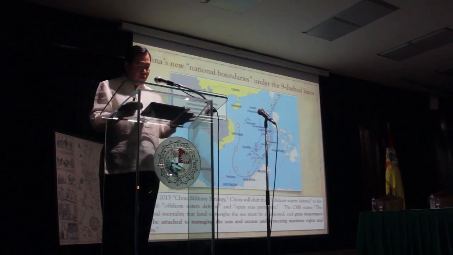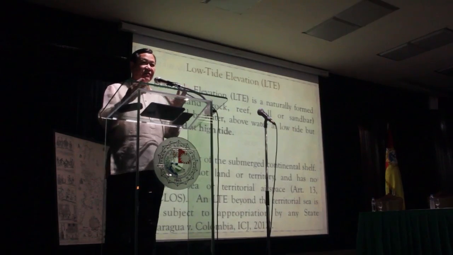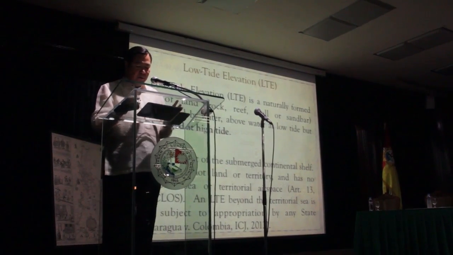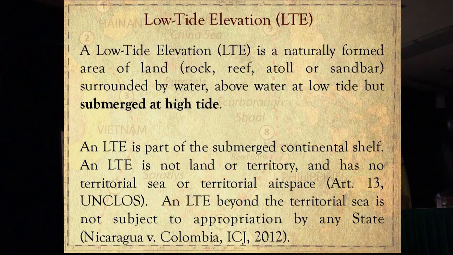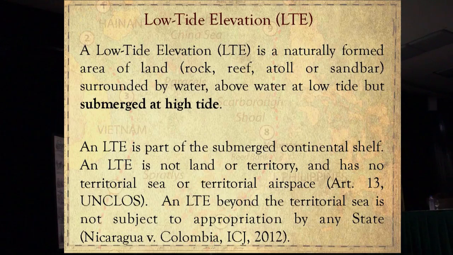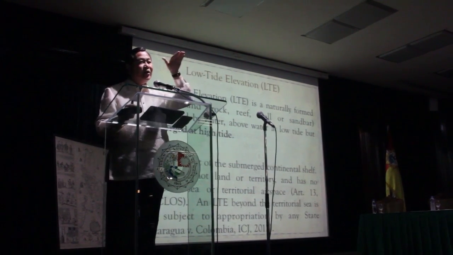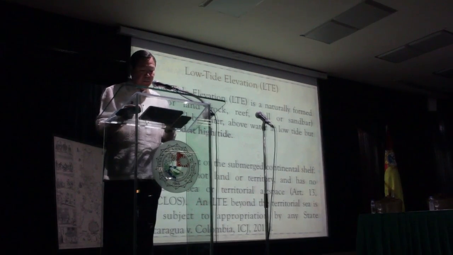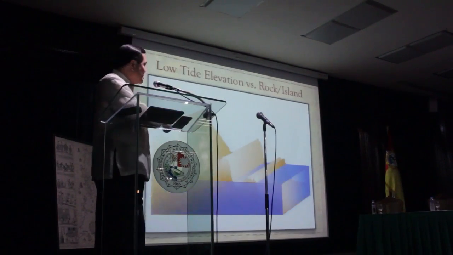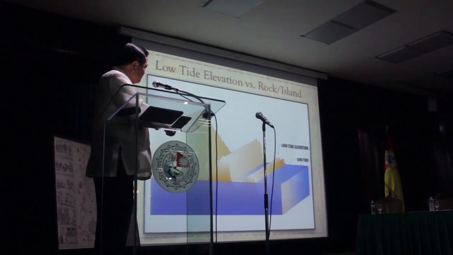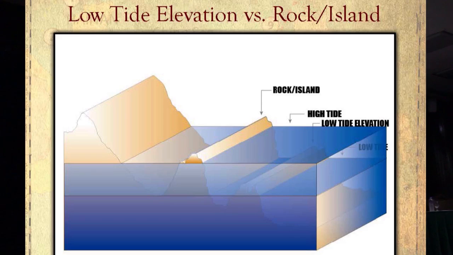Now, let's go to low tide elevations, because this is a very important feature in the dispute. A low tide elevation is a naturally formed area of land, whether it's a rock, reef, or atoll, or sandbar, surrounded by water, above water at low tide, but submerged at high tide. So at low tide, you see it. At high tide, you don't see it because it's covered by water. So graphically, this is the low tide elevation. At low tide, you see it. At high tide, it's covered by water.